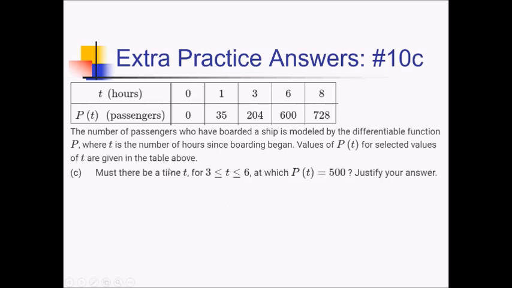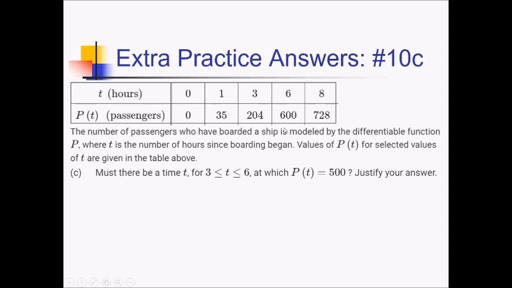For this part of the question, they want to know if there's a time between 3 and 6 at which p of t equals 500. So if we're asking to prove that there's a specific output between two x values, typically that revolves around the intermediate value theorem, the IVT. To use that, we have to demonstrate that we have a continuous function on the interval in question, and that the y value we're looking for, the output value, is sandwiched between the starting and ending output values. So let's start with the continuity piece.